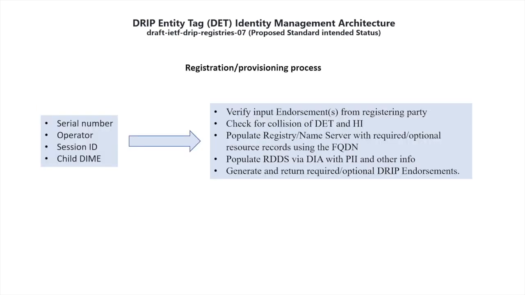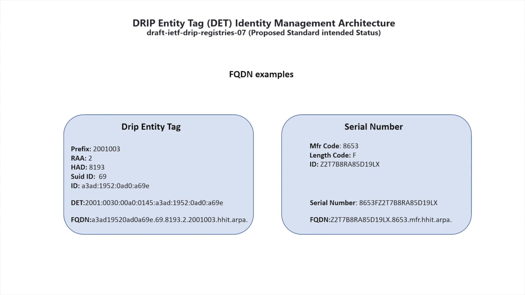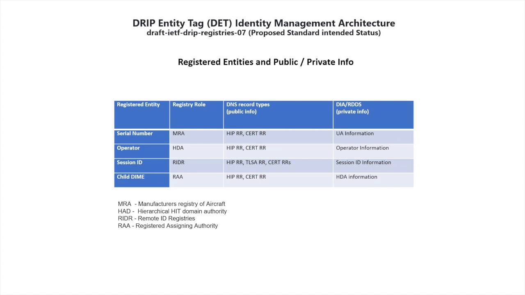The document describes registration of the following items: serial number, operator, session ID, child DET. As you can see on this slide, the process for registering each party is the same. This slide shows examples of how a fully qualified domain name is derived from dates and serial numbers. The result of registration is written in DNS and the private registry with the information shown in the following table.